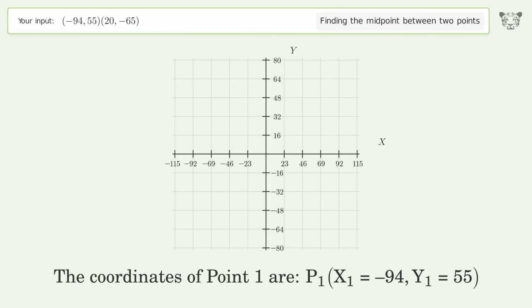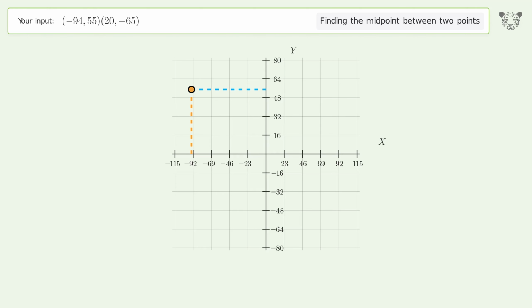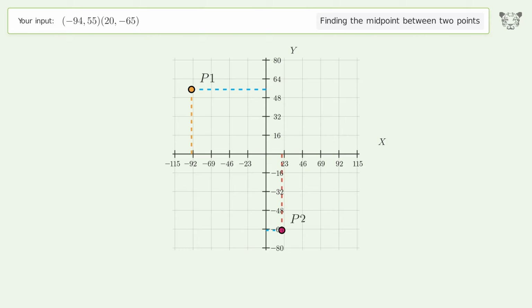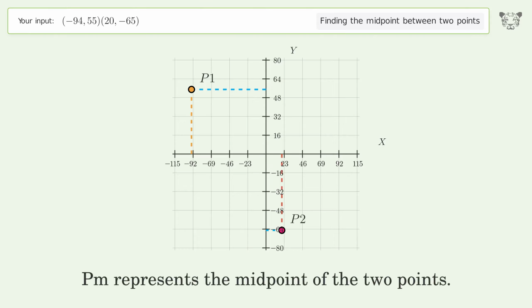The coordinates of point 1 are x1 equals -94, y1 equals 55. The coordinates of point 2 are x2 equals 20, y2 equals -65. PM represents the midpoint of the 2 points.